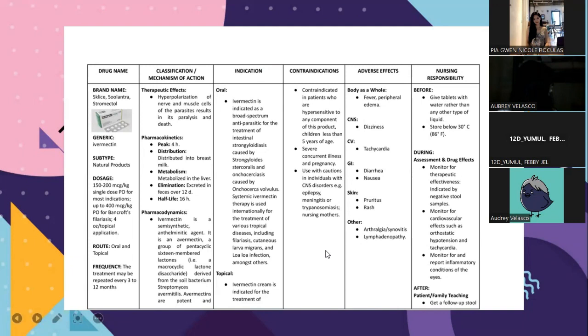Okay, for the adverse effects of ivermectin, body as a whole, patients can get fever and peripheral edema. For the central nervous system, dizziness. For the cardiovascular system, tachycardia or increased heart rate. For the GI, diarrhea and nausea, and for the skin, pruritus and rash. Others would be arthralgia, synovitis, and lymphadenopathy.